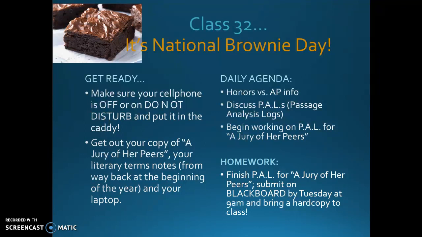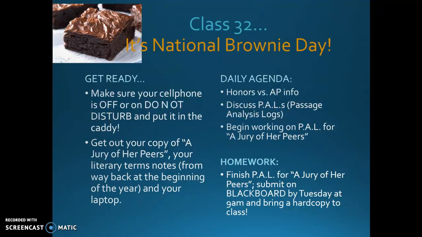I'm going to talk about a couple of things in relation to the honors and AP applications that are coming up. Sorry, I blanked on the word application. And then we'll get into talking about the passage analysis logs, and you will have an opportunity to work on your passage analysis logs in class.